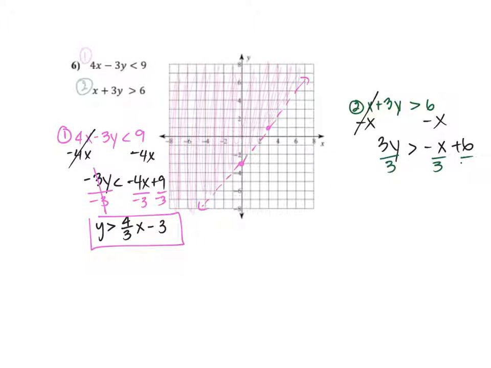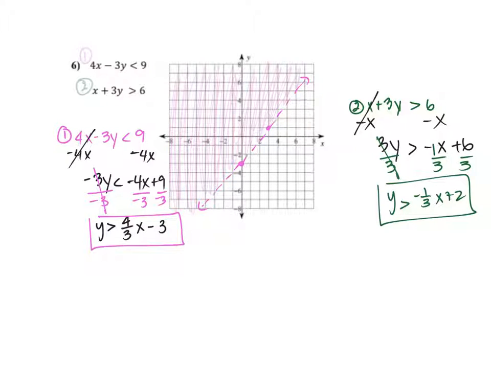Divide by 3. That cancels, so I have y is greater than... you see how this x here is negative? So this really is a -1x divided by 3. So I'm going to write this as -1 over 3, because that is going to be my slope, and I'm going to keep that as a fraction. 6 divided by 3 gives me 2. And so here is my equation that I need to graph.